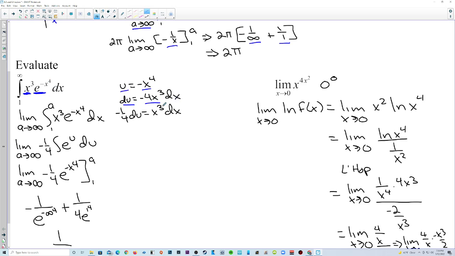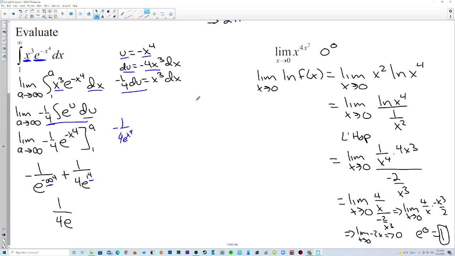The derivative is negative 4x to the third, but we don't have a negative 4x to the third. We just have an x to the third. So we're going to divide that negative 4 over. There it is. And here's the substitution part. The x to the third dx becomes negative 1/4 du. e to the negative x to the fourth becomes e to the u. Integrate. Plug u back in. That's negative x to the fourth. Now plug in infinity. Now that 1 over 4e to the x to the fourth, that negative power goes down to the denominator. There's plugging in infinity, there's plugging in 1, and the answer ends up being 1 over 4e.